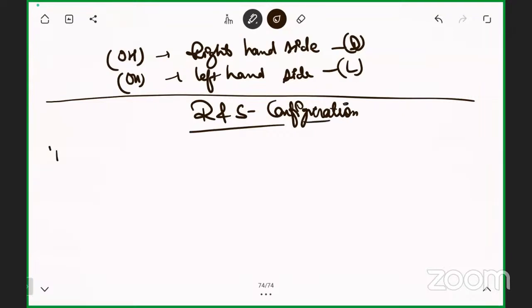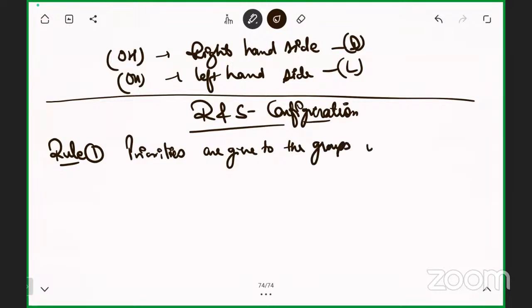Certain rules are there. Rule number 1: first we have to go for the priorities. Priorities are given to the groups which are attached to the chiral carbon. What was chiral carbon?